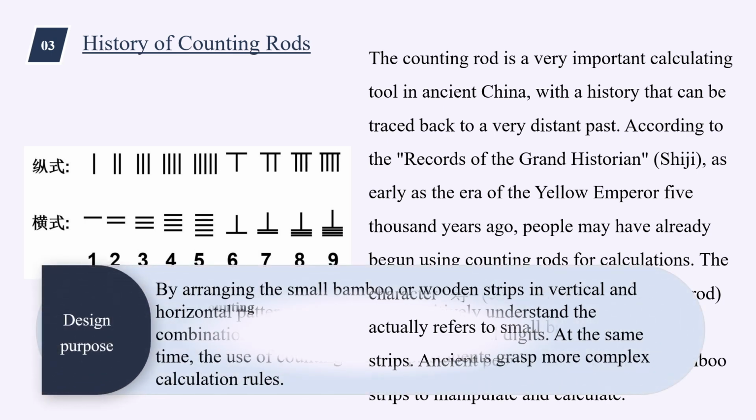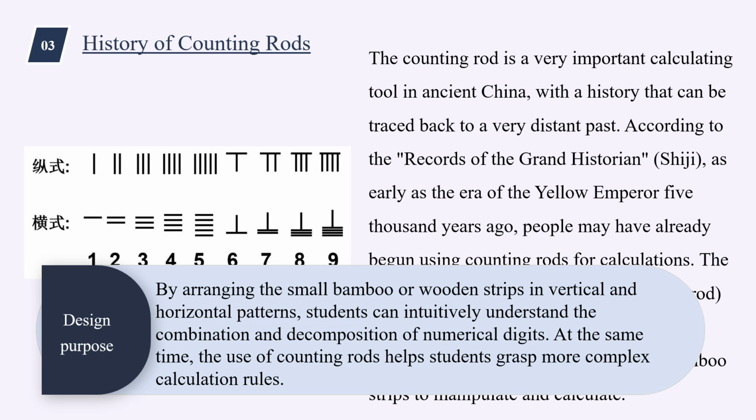And the design purpose is that by arranging the small bamboo or wooden strips in vertical and horizontal patterns, students can understand the combination and the composition of numerical digits. At the same time, the use of counting rods helps students grasp more complex calculation rules.